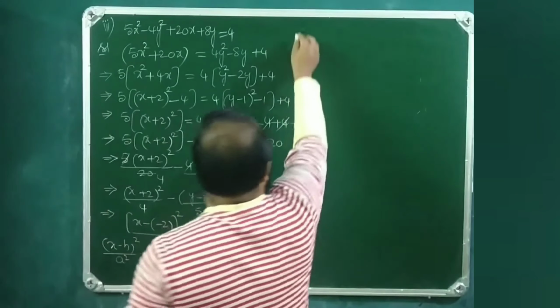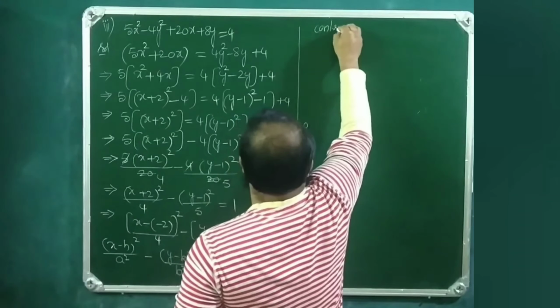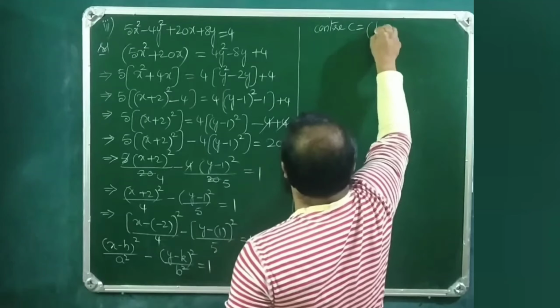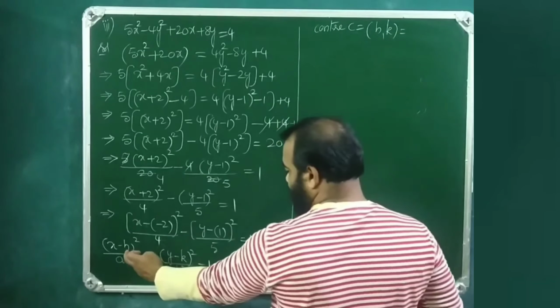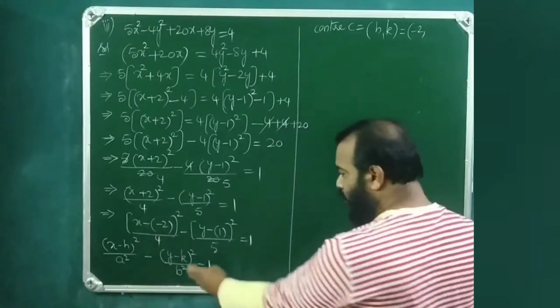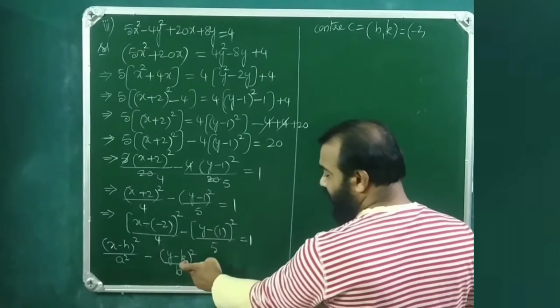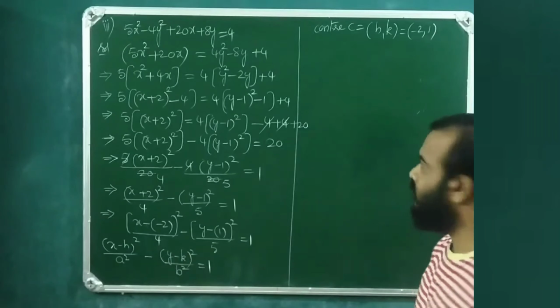So its center C is equal to (h, k). So the h value is −2. The k value is the same, in the place of k you see 1. So this is the center.